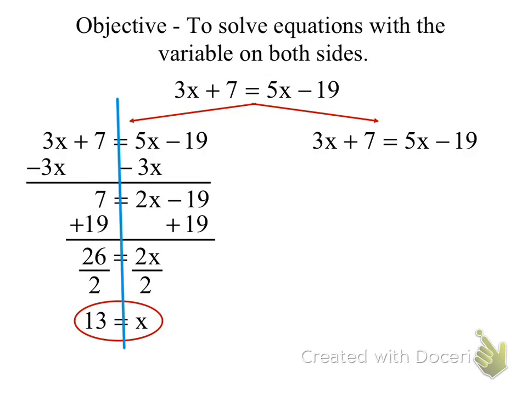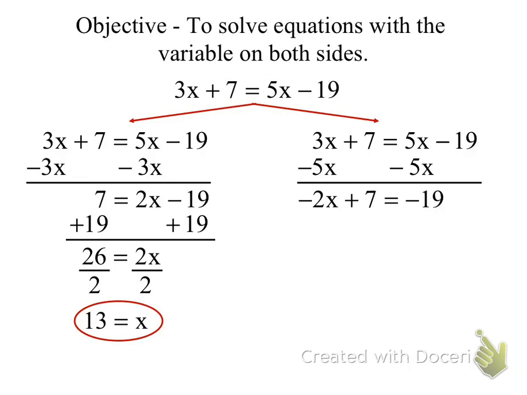Okay. Now, look at this one, where this time, instead of moving the 3x, I'm going to move my 5x. The opposite of 5x is negative 5x. So now what are we left with here, Paulina? 2. What kind of 2? 2x. What kind of 2x? Negative 2x plus 7 equals negative 19.